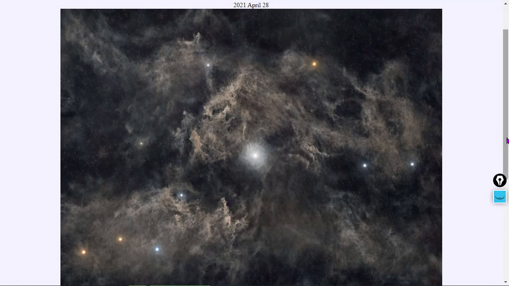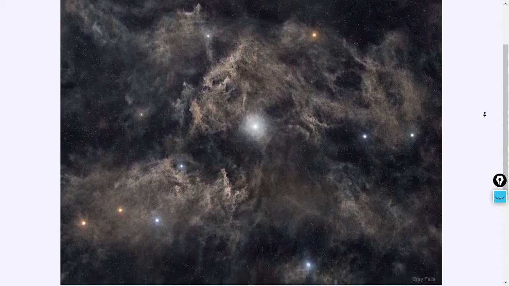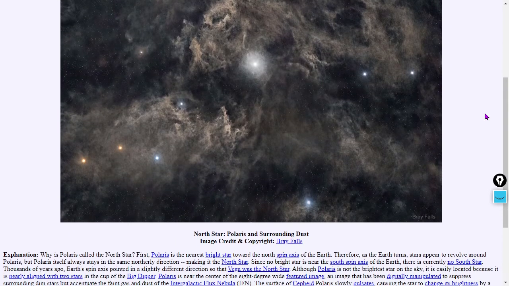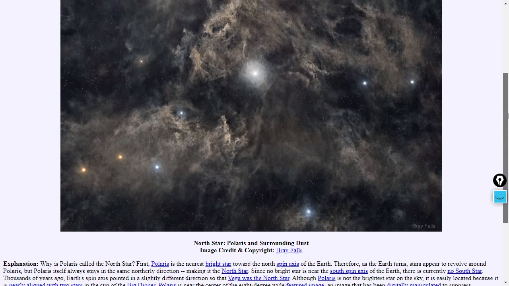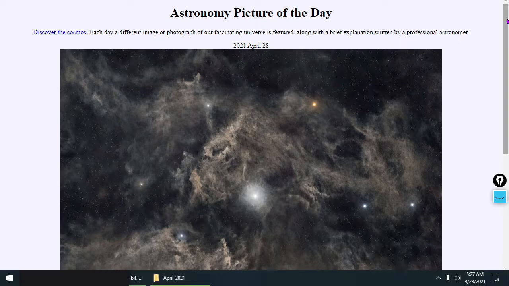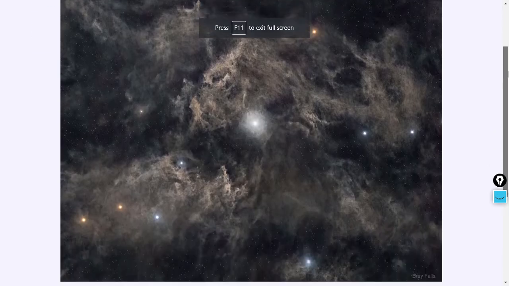And of course, there are other celestial pole stars during Earth's precessional axial tilt wobble cycle, such as Vega and Deneb, and some other stars. But in any case, today's astronomy photo is Polaris and the surrounding dust. If you want to check out the daily astronomy photos, it's apod.nasa.gov.